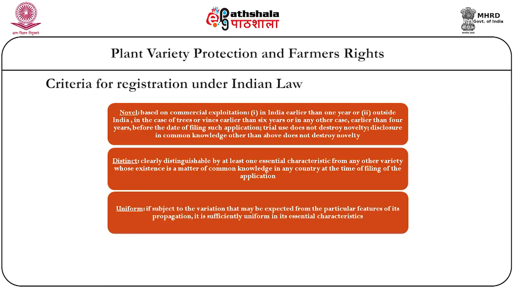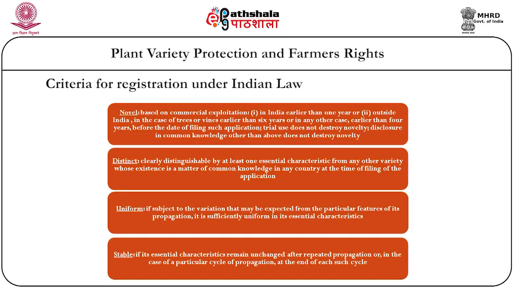A variety is uniform if, subject to the variation that may be expected from the particular features of its propagation, it sufficiently stays uniform in its essential characteristics. Hence, distinctiveness and uniformity are two different criteria. Stability is another criterion, which is that its essential characteristics remain unchanged after repeated propagation, or in the case of a particular cycle of propagation, at the end of such cycle.